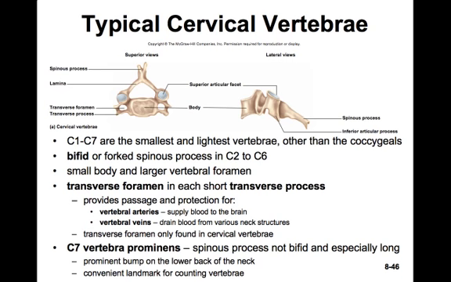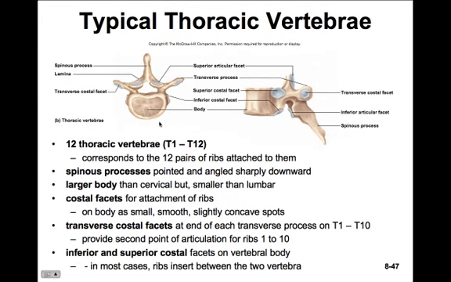It's a very convenient landmark for counting the different vertebrae. Now, the thoracic vertebrae are still a little bit different. There are 12 of them, labeled T1 through T12. They correspond to the 12 pairs of ribs that attach to them. They have spinous processes that are pointed and angled sharply downwards.